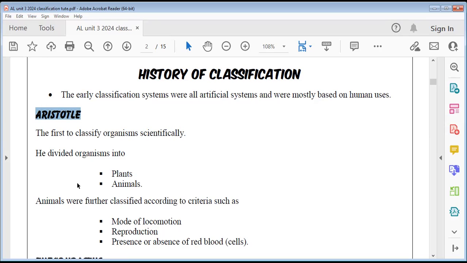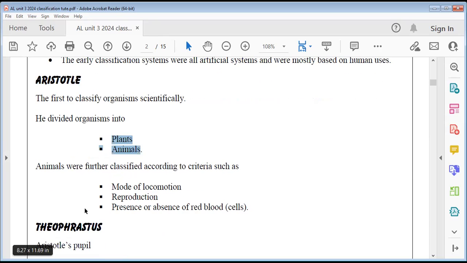When people did not have any scientific knowledge, this man had great knowledge in every area. According to him, he divided the organisms into two: plants and animals. Plantae and animalia are his language. So anyway, he could notice that these are plants and these are animals.